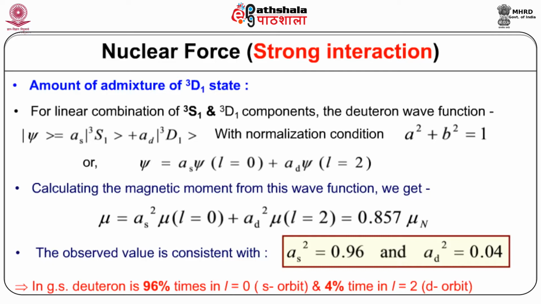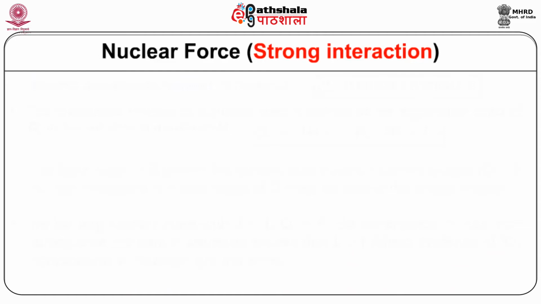So we observed that the values come out to be as squared equal to 0.96 and ad squared equal to 0.04. It means that in the ground state of the neutron, there is a contribution of 96% of the L equal to 0 state, and 4% contribution from the L equal to 2 state. So in general, we can say that the ground state of the neutron is a combination of L equal to 0 and L equal to 2 states. Nuclear force, strong interaction. In the previous slide, we have seen that the neutron ground state is made up of L equal to 0 and L equal to 2 components.